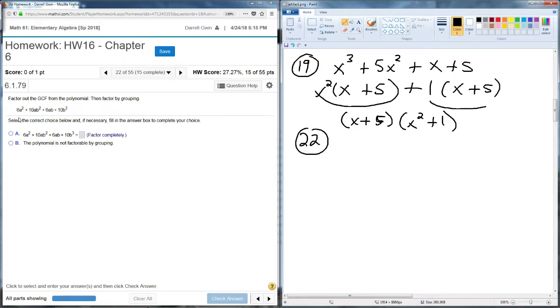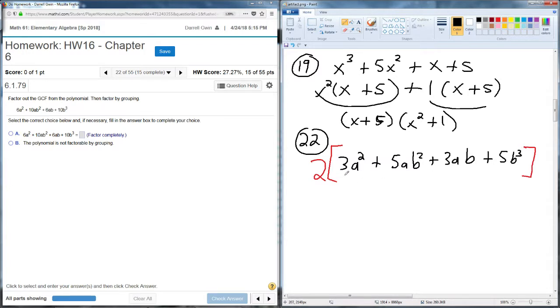Right away, 6, 10, 6, 10, 6, and 10 are all divisible by 2, and there are no common letters. So it's going to be 2 times whatever I get when I divide by 2. 6a squared divided by 2 is 3a squared. 10ab squared divided by 2 is 5ab squared. 6ab divided by 2 is 3ab. And 10 divided by 2 is 5b cubed.